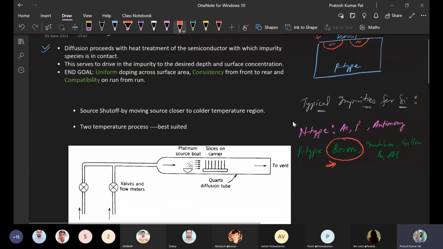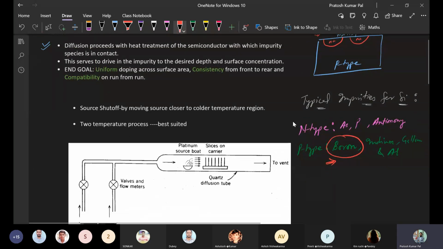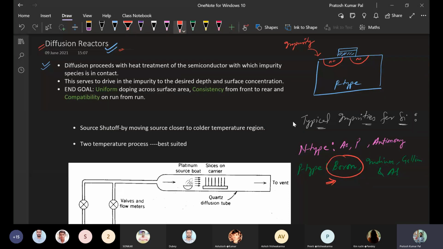In case of diffusion, this process is done at high temperature, basically with the help of heat treatment. We heat the semiconductor along with the impurities available. Whatever dopant atoms are there inside the impurity will go to the silicon surface and be deposited on it. This is how diffusion works.